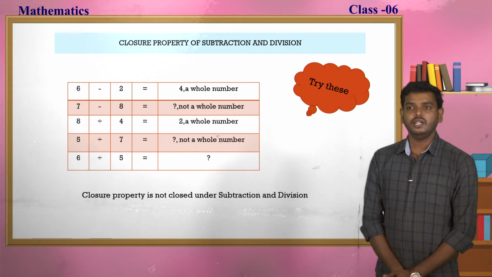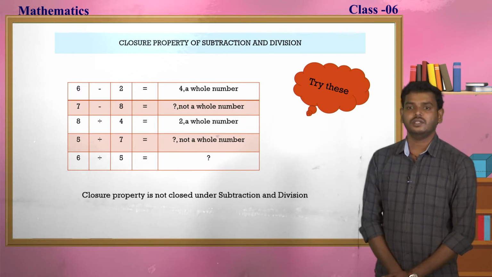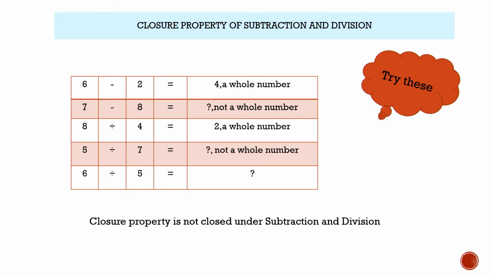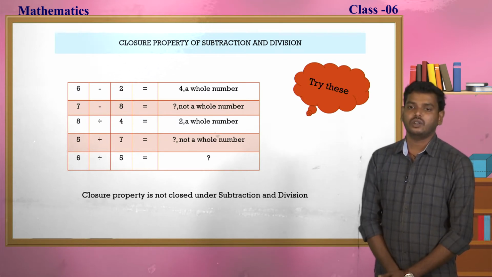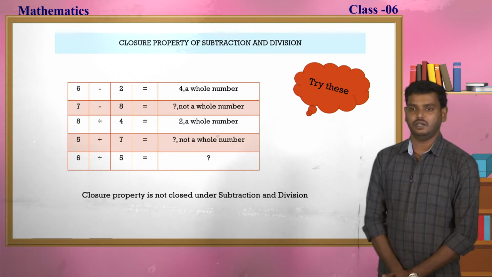Next, 8 divided by 4, which gives you 2. And you can say that 2 is a whole number? Yes. Next, 5 divided by 7. Division is not possible, hence it is not a whole number. Can you try this? 6 divided by 5? Yes. 6 divided by 5 is also not possible, children. Hence, even it is not a whole number. By this, I can say that closure property is not closed under subtraction and division.